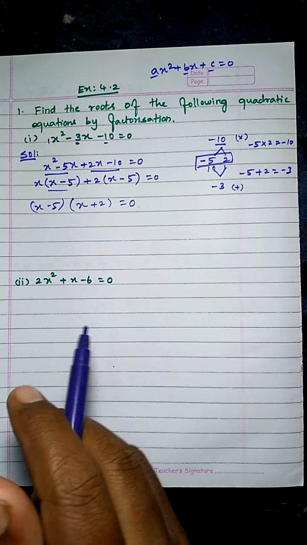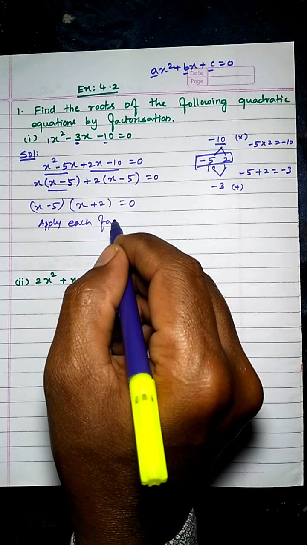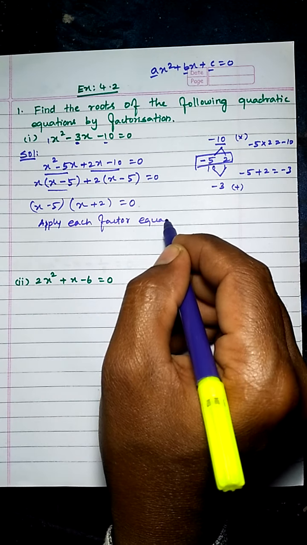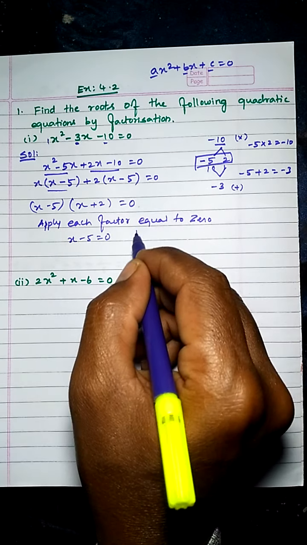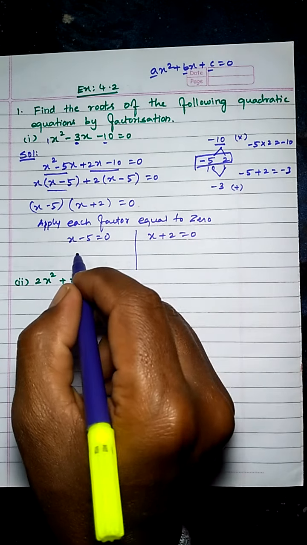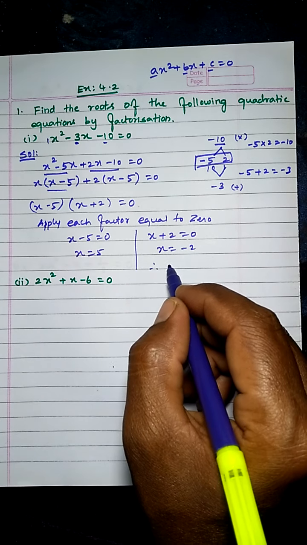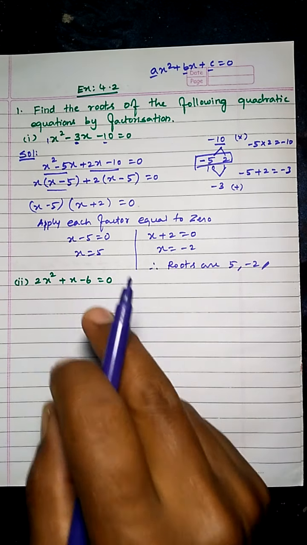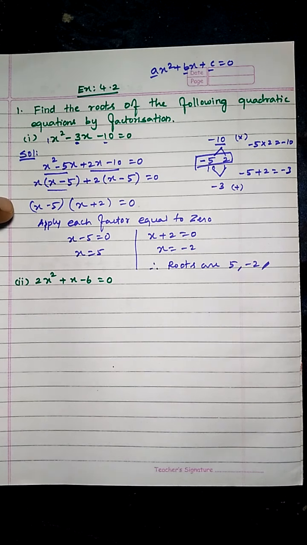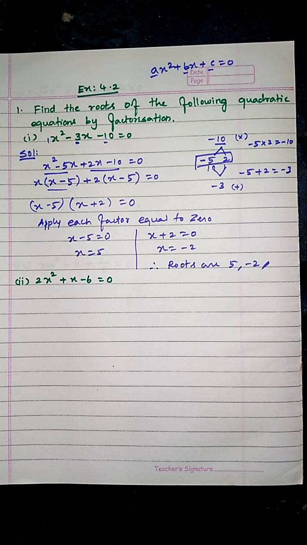So you got two factors now. Apply each factor equal to 0. Then you will get x minus 5 equal to 0 and x plus 2 equal to 0. Then x is equal to 5, and here x equals minus 2. So therefore the roots are 5 comma minus 2. Finding the factors we already learned in the second chapter; there we called them factors or zeros. In this chapter we call them roots. That's the difference. So let's move to question number 2.